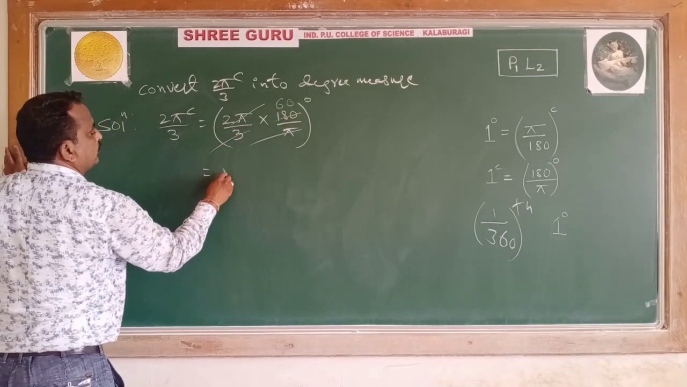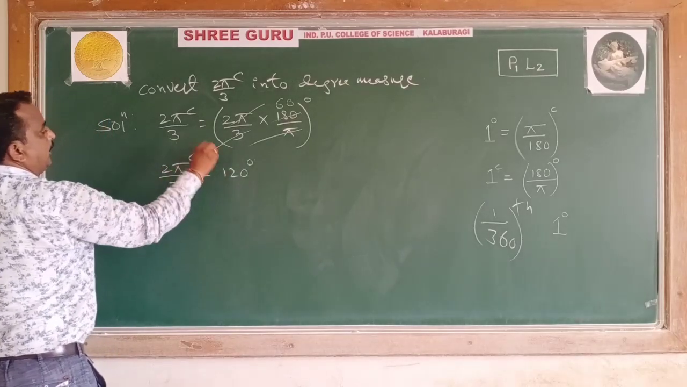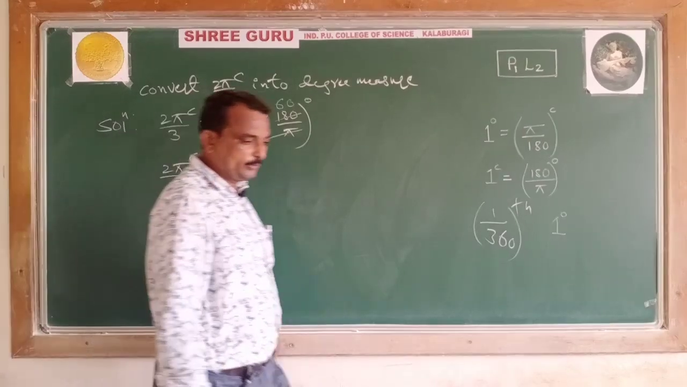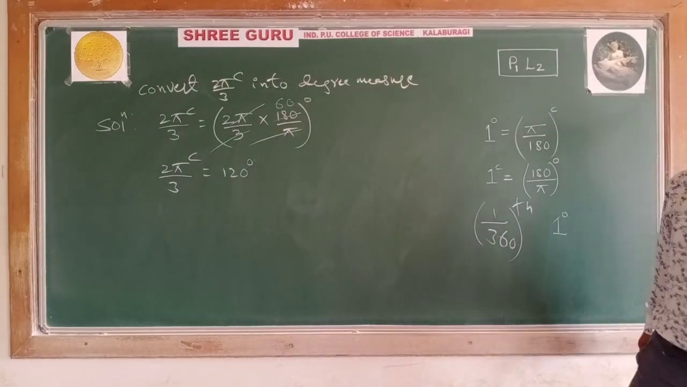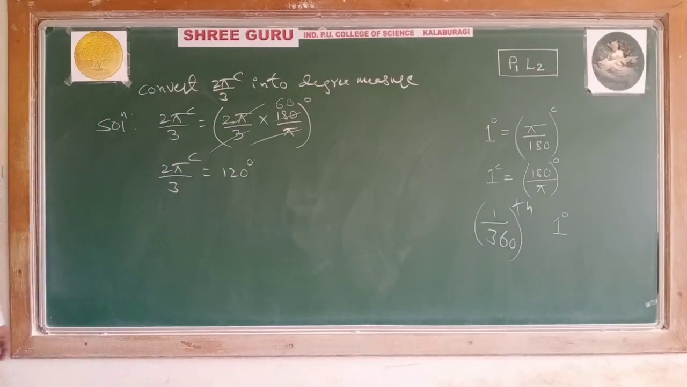2 into 60, 120 degree. This is the conversion of radian to degree. How much does it become, students? 2 pi by 3 radian becomes 120 degree.